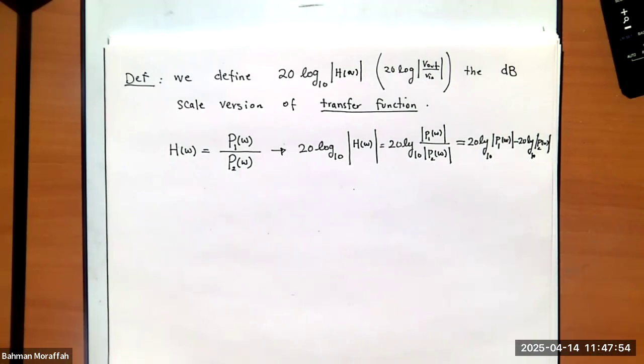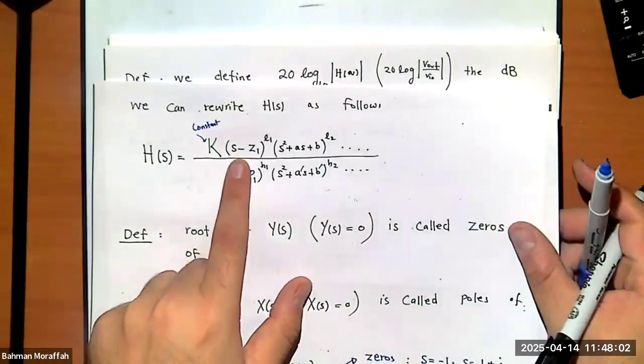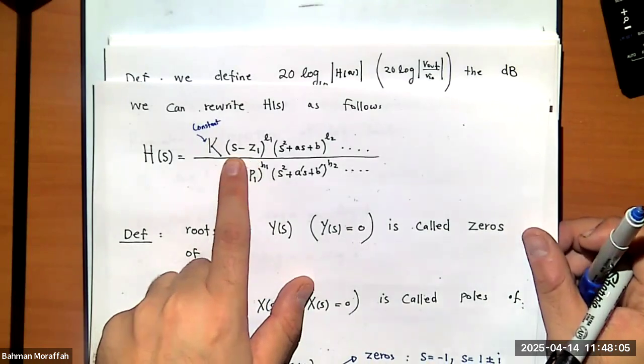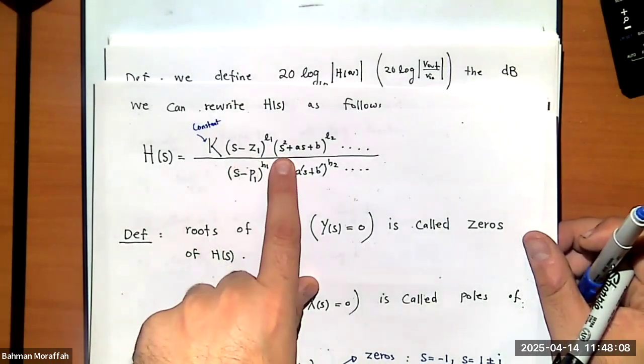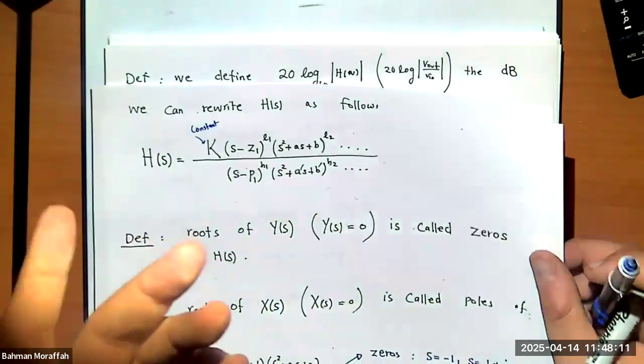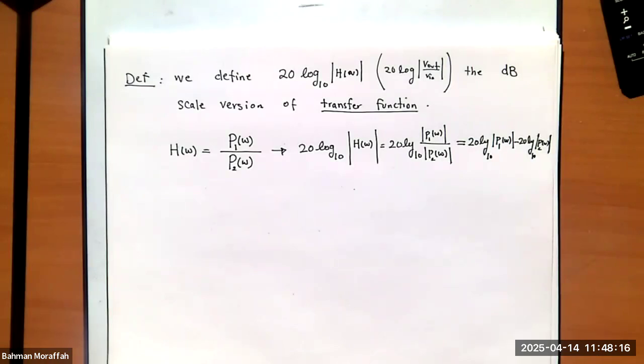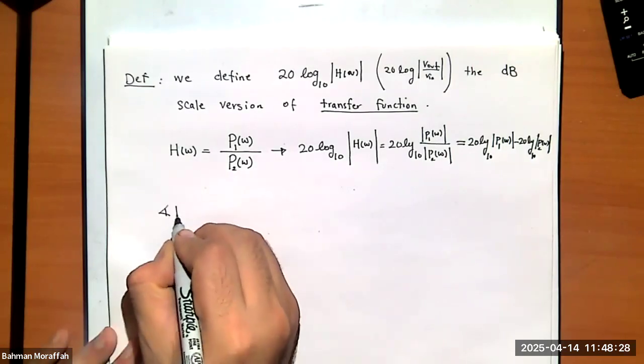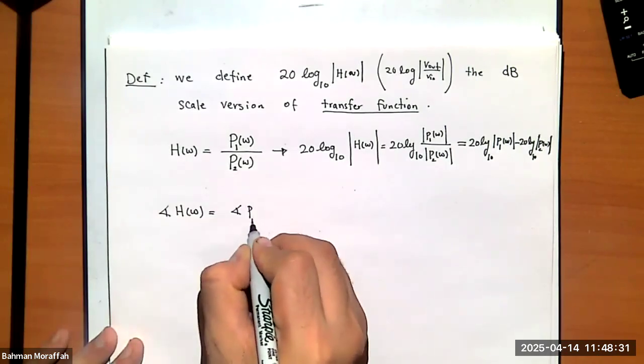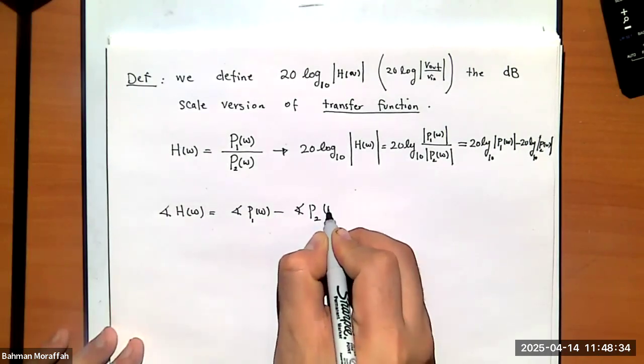So that's very good. What it tells me is that the only thing I need to be able to do is plot the magnitude of s minus z1, the magnitude of s squared plus as plus b, and things like that. If I know how to plot those, I can approximate h of s by the summation of all these. So we don't have any issues with the phase. Phase is very straightforward. The phase of h of omega is the phase of p1 of omega minus the phase of p2 of omega.